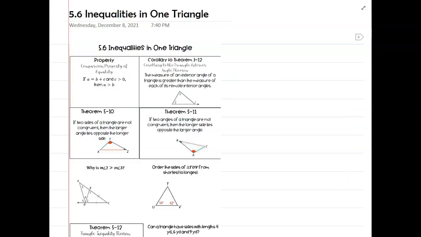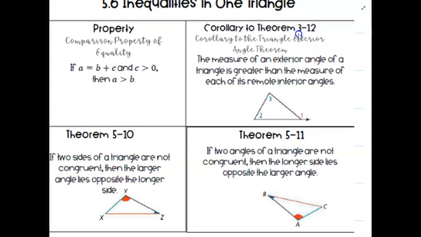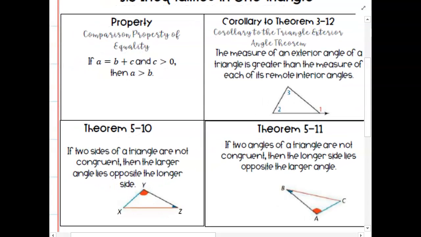We're going to talk about inequalities in one triangle today. You did have 4 theorems, and I think it's one of those things that once you explain them, they're pretty easy to understand, but whenever you're writing them down, they're kind of wordy. We're going to see that same thing tomorrow.